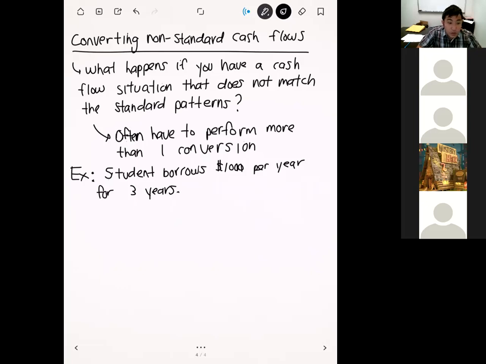And so the student eventually has to pay this money back. But let's say the terms of the loan say that you can repay the loan 2 years after the last year of the payments at a 15% interest rate.